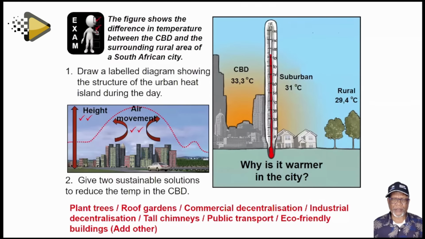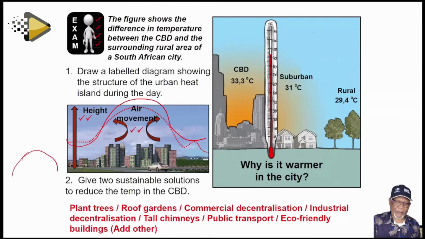Now, the figure shows the difference in temperature between the city and the surrounding rural area of a South African city. And they say, draw a labelled diagram showing the structure of the urban heat island. So this is the structure showing the urban heat island during the day. You must show that the urban heat island looks like this, but during the night, it must be a little domey and come closer to the surface.